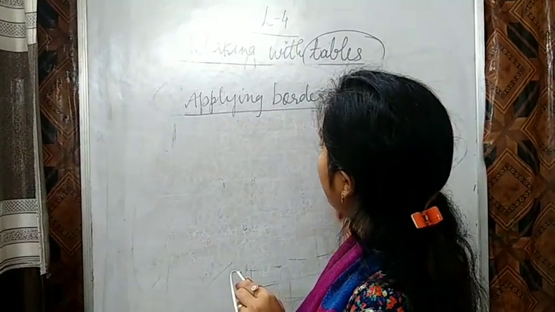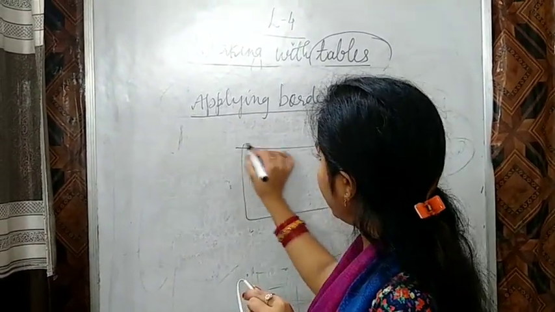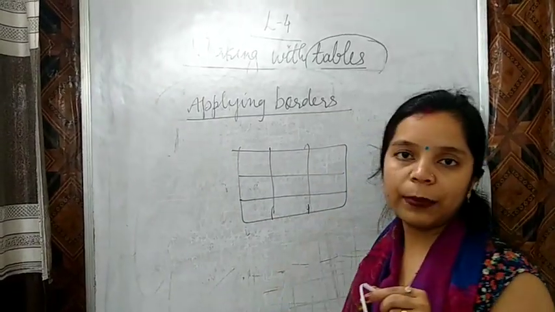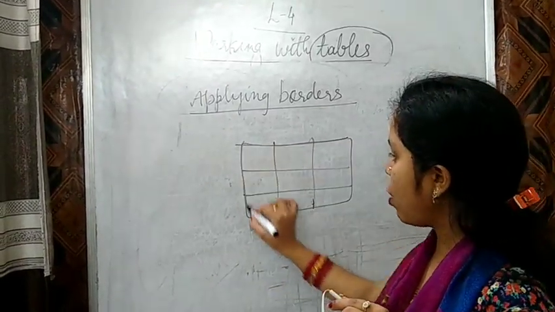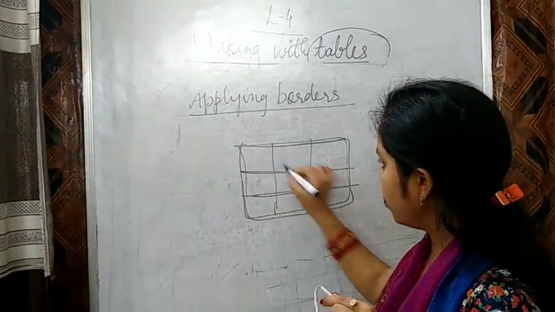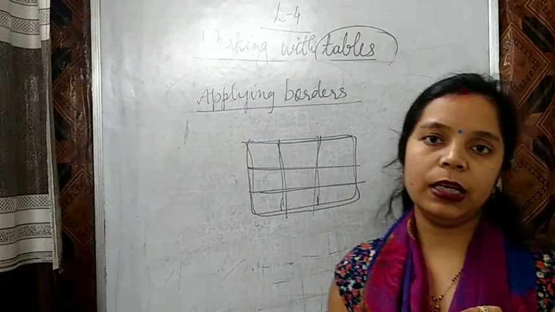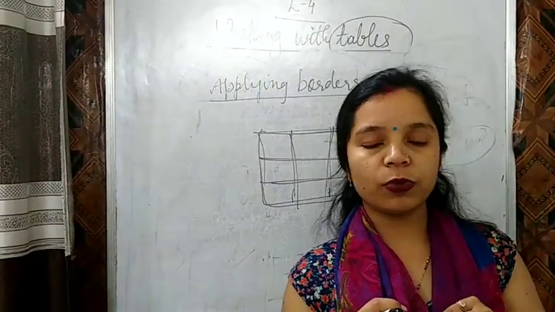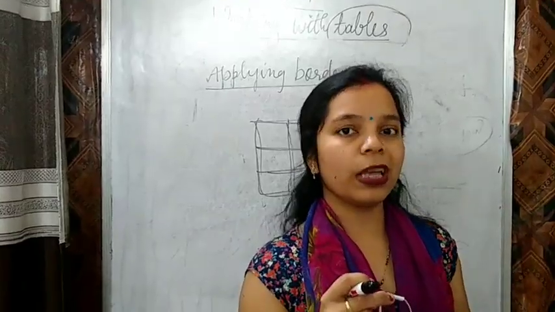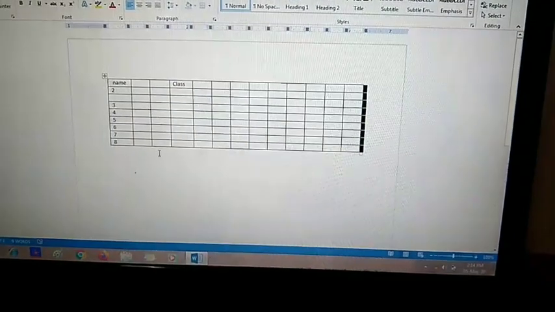Applying borders. Now if this is your table, if you have created any table in your MS Word, and you want to apply any border, you can apply different borders to your table. It will apply borders to these lines of your table. So for this also options are given. Now see how you will apply these borders in your table. I will show you on the laptop.